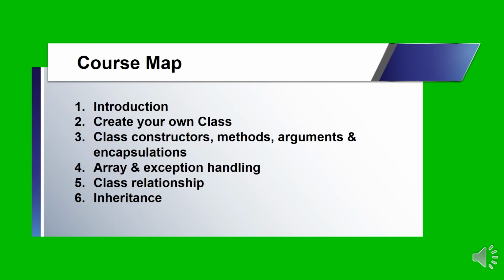There are 12 modules in the subject. We start with the introduction, which is this module. Then, it is followed by the second module on how to create your own class. The third module is on class constructors, methods, arguments and encapsulation. Array and exception handling is the fourth module. Module 5 is about class relationships. Then, it is followed by inheritance in module 6.